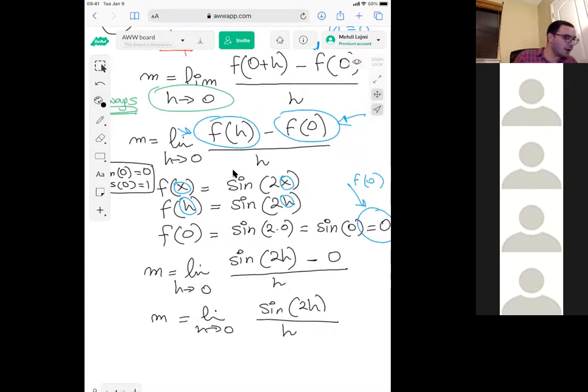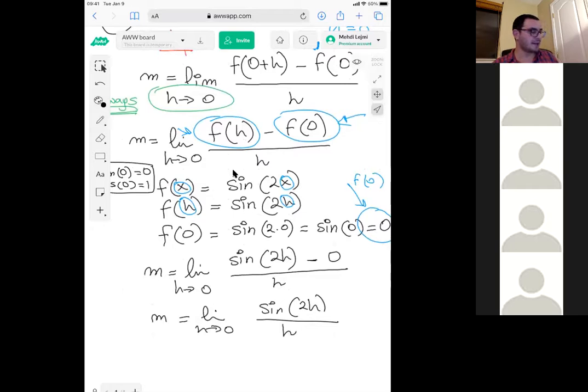Right? So now we want to compute this limit. Of course, as a first step, you just replace h by 0. Then you're going to have sine of 2 times 0, so that's sine of 0, and sine of the angle 0 is 0. So we're going to have 0 on the top and 0 on the bottom if you just replace h by 0. And 0 over 0 is an undetermined form, right? So we need another way to compute this limit.